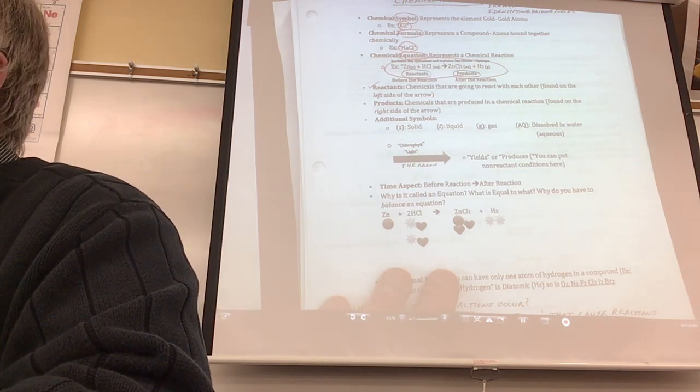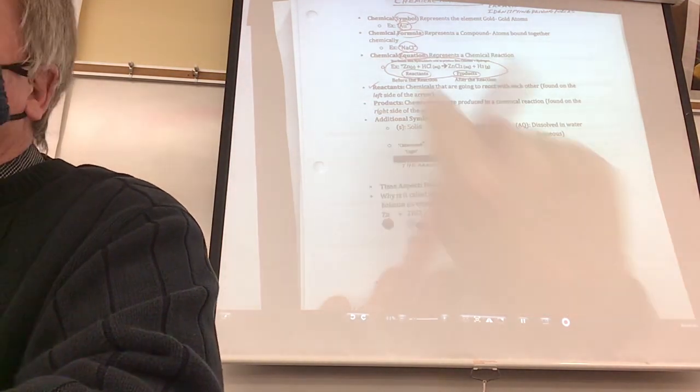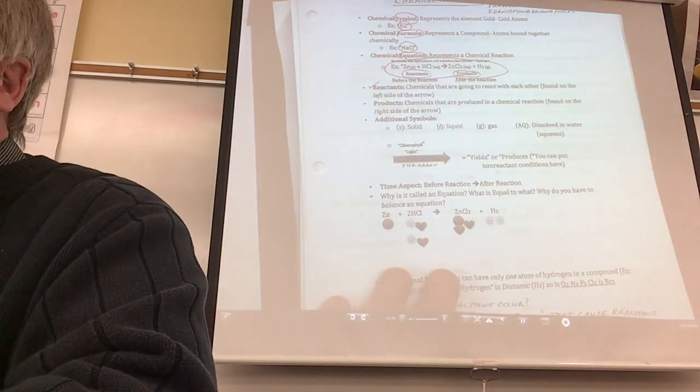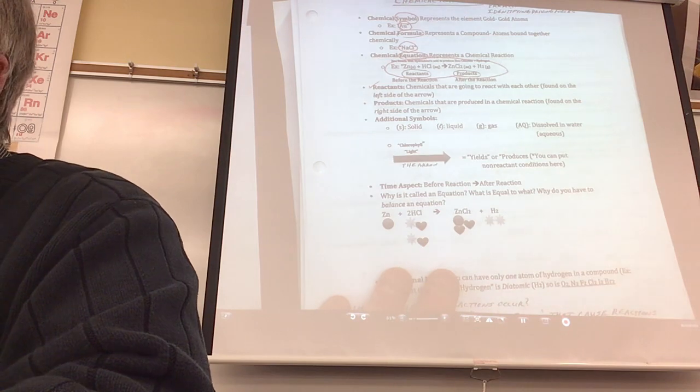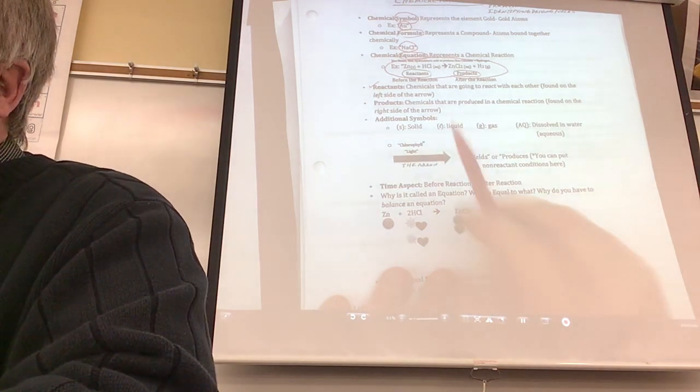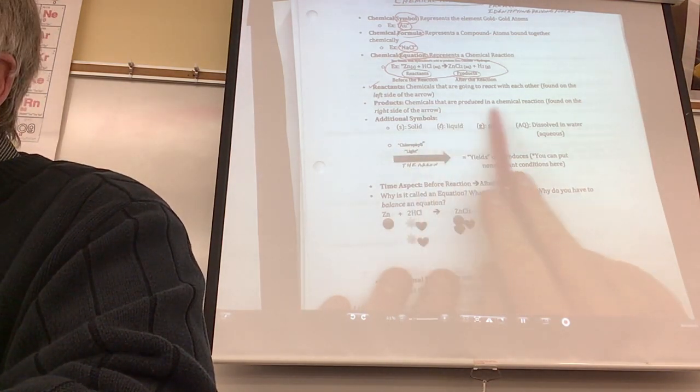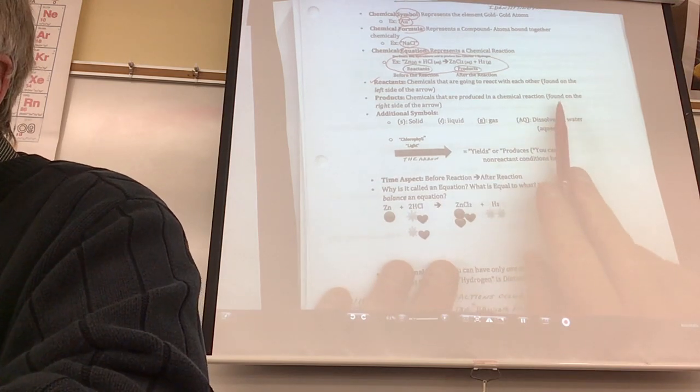So when I say look at the reactants, you look on the left side. Find the products, you look on the right. Everybody got that? This is basic vocabulary for chemistry. This is the next one. Products are chemicals that are produced in a chemical reaction. They're found on the right side of the arrow.